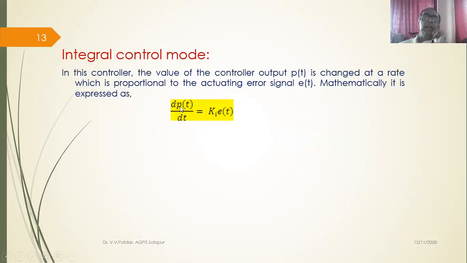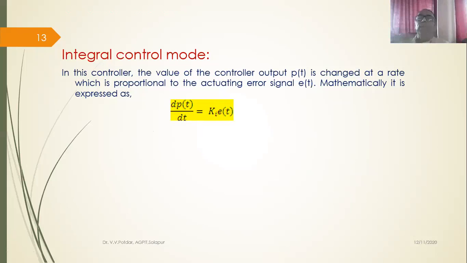If I just integrate on both the sides, what will happen? This dp(t) by dt will become p(t). And on the right hand side, what will be there? Ki integral e(t). Now, what is the meaning of this integral e(t)? Integration is nothing but summation, bringing together.